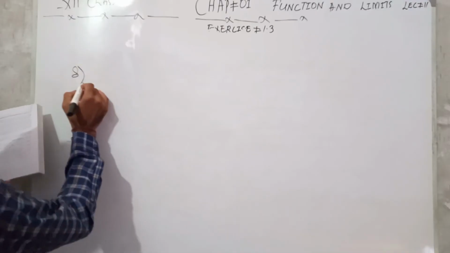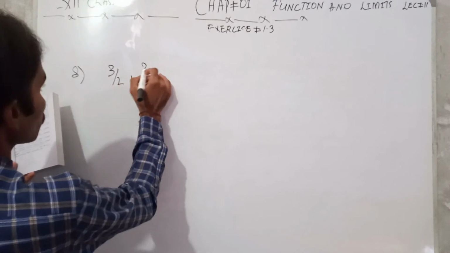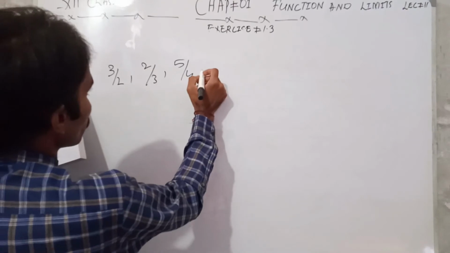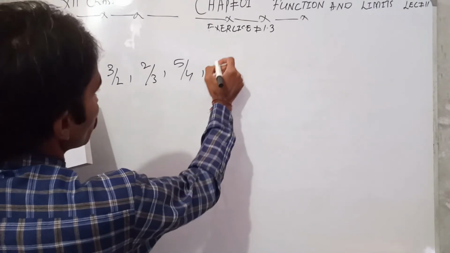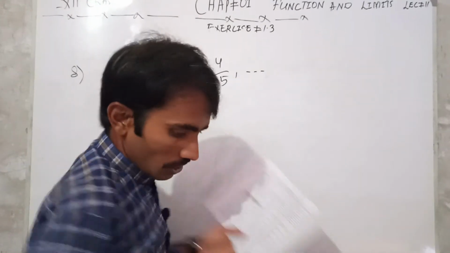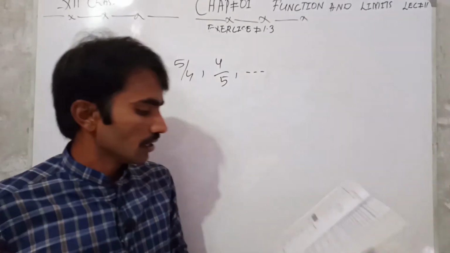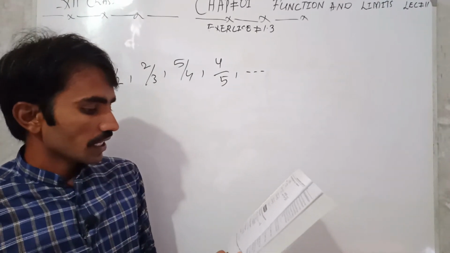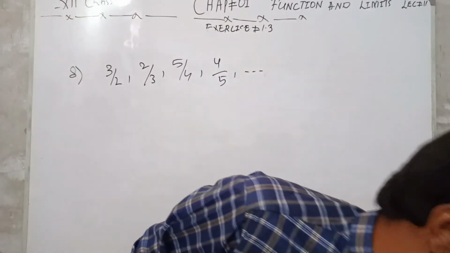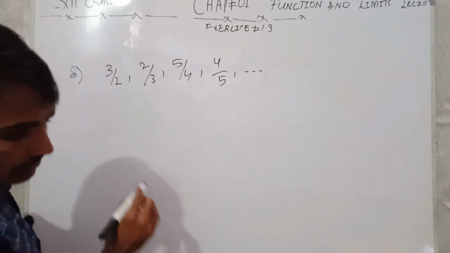Now question number 8 is the last question. The sequence is 3 divided by 2, 2 divided by 3, 5 divided by 4, and 4 divided by 5. This is the sequence. In that sequence, we write down the general term of the sequence and find its limit. Same way as we have done before, first of all we find the general term.